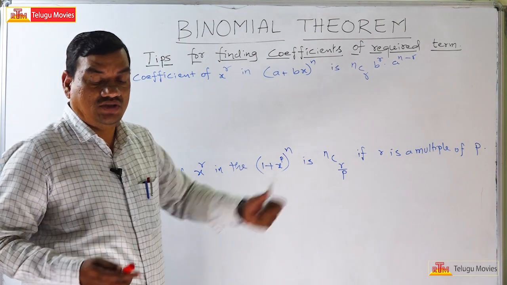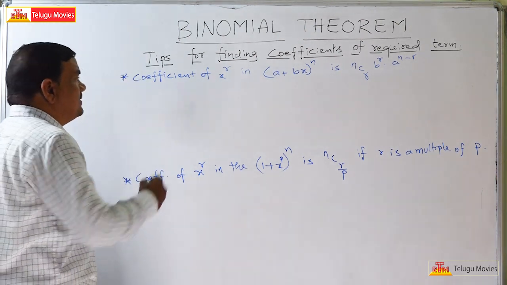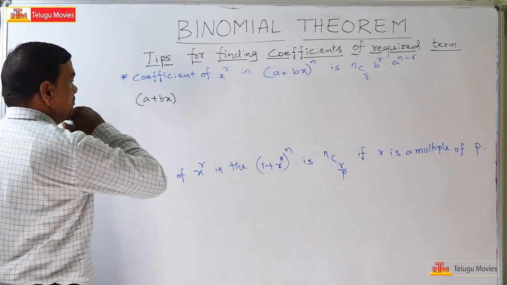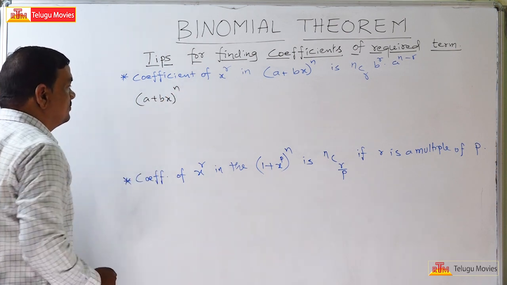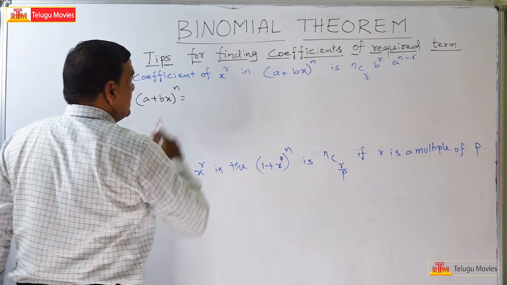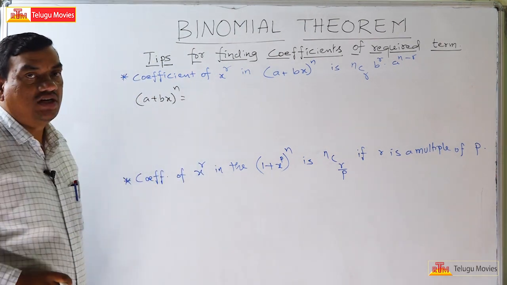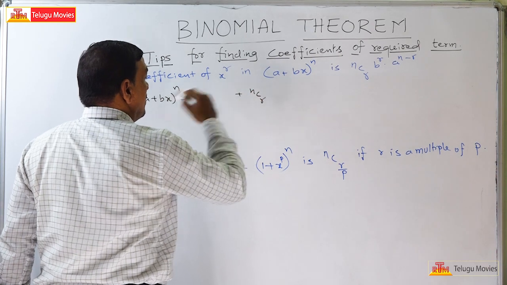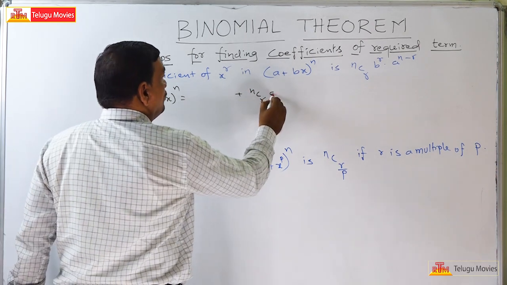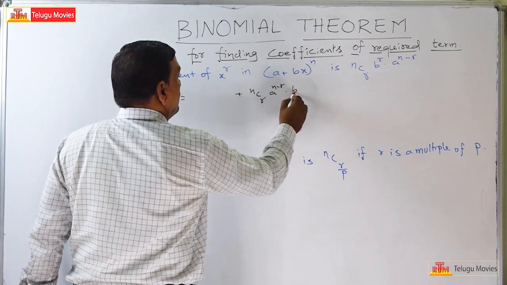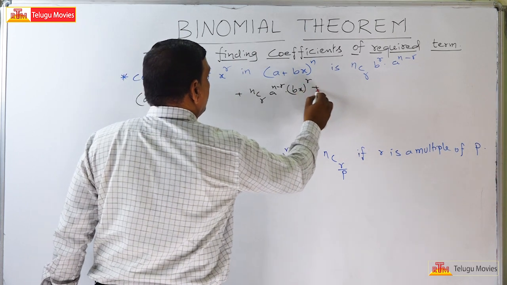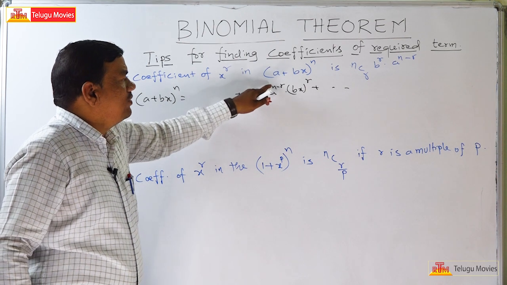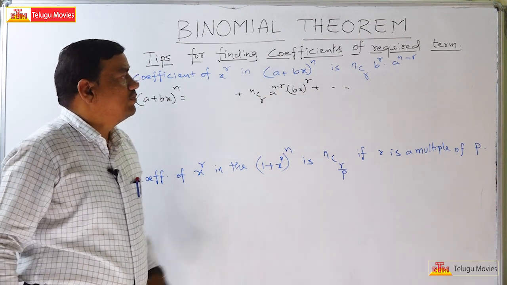Why? Because if you see the expansion of (a plus bx) whole power n, we will get the general term. What is that? The (r plus 1)th term is nCr a to the power of n minus r (bx) to the power of r, plus so on. See here, the general term is nCr a to the power of n minus r (bx) whole to the power of r.